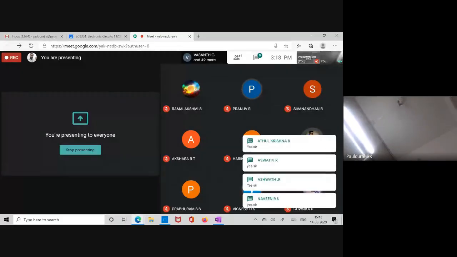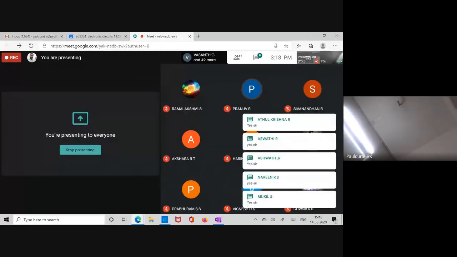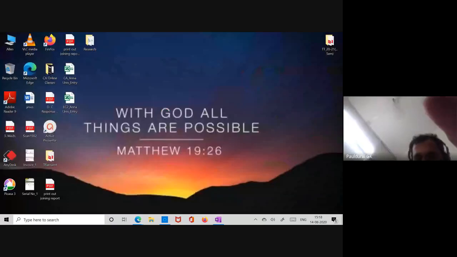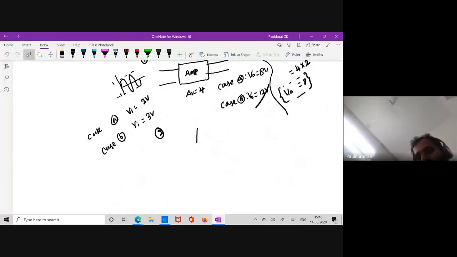So, got it? The maximum output voltage is nothing but the biasing voltage. That is the key point. So, V max is nothing but the biasing voltage.